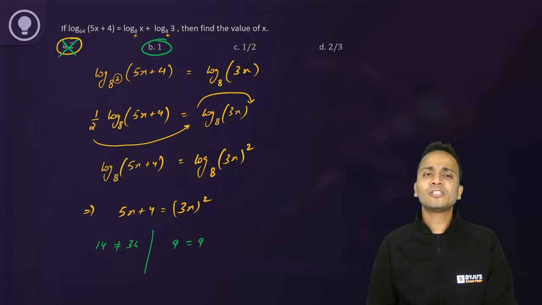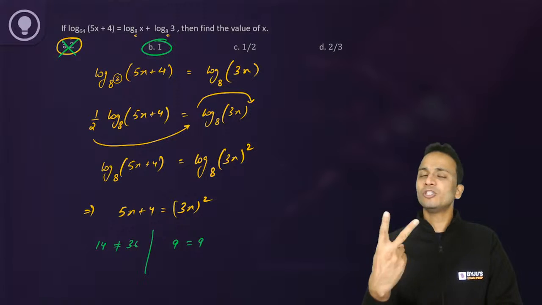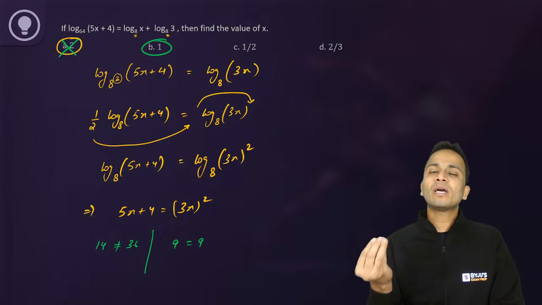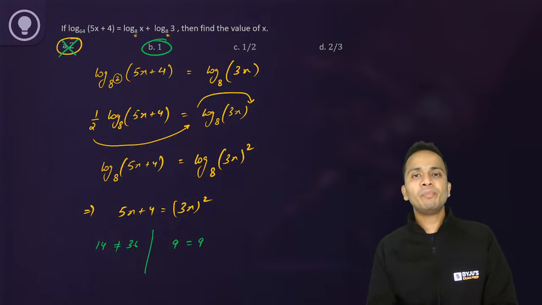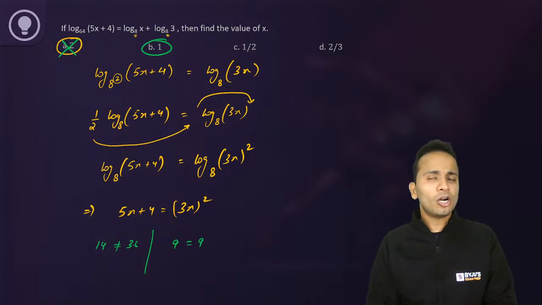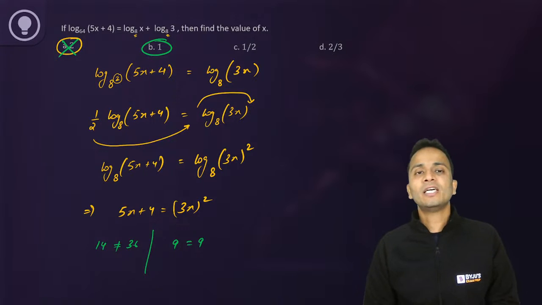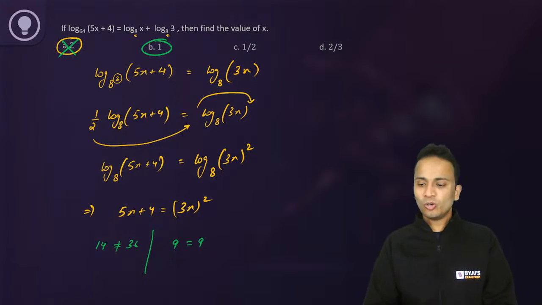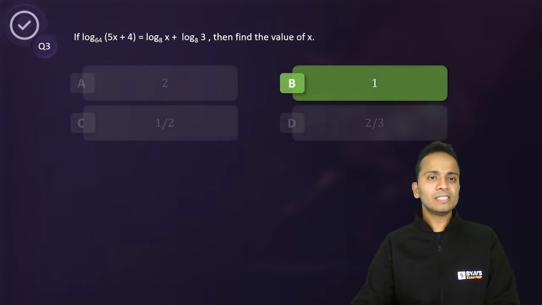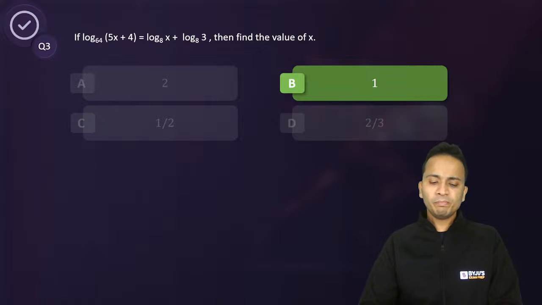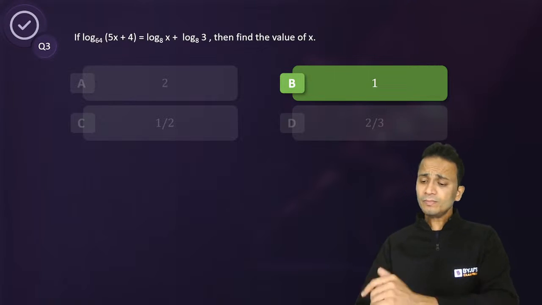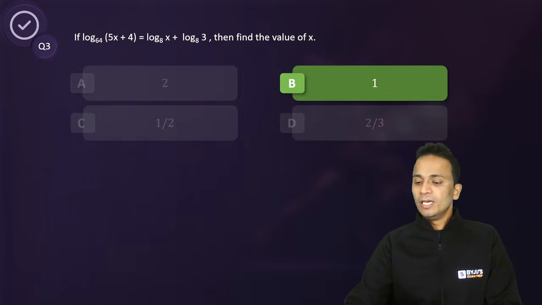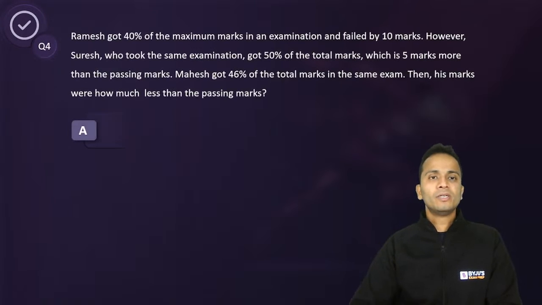So the correct answer here is option B. Otherwise, you could have simplified this quadratic equation. X की दो values आती. One value will come out to be a negative and the other will be positive. Since logs are not defined for negative values of x, the negative value will be rejected and only plus 1 would have been considered. So that was the answer for question number 3. Option B is the correct answer. Okay, let's move on to question number 4.